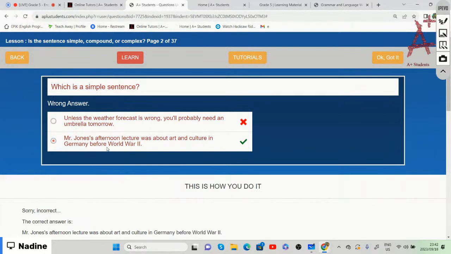So well done. It is Mr. Jones's afternoon lecture was about art and culture in Germany before World War II. But this is just an example to show that if you do get any of the answers incorrect, it is fine because the questions and the answers are quite tricky. All you do is go to where the correct answer is, select the correct answer, copy the link and send it to us in order to get 100 bonus points. So number two is correct.